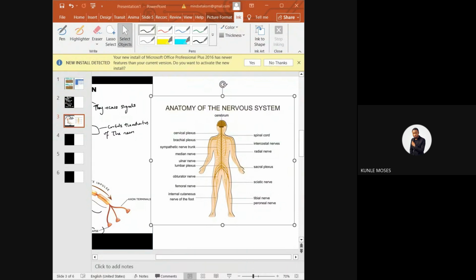After that, let's go to the divisions of the nervous system. Let's go to the central nervous system and the peripheral nervous system.